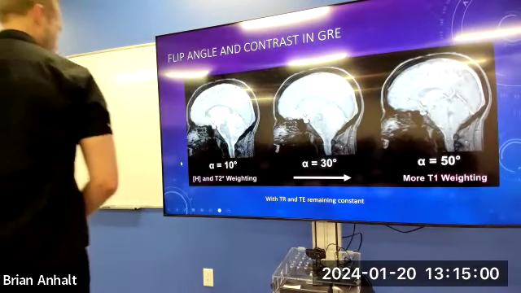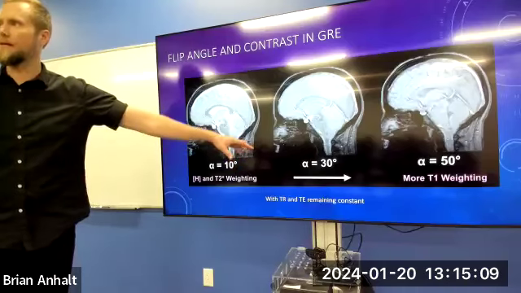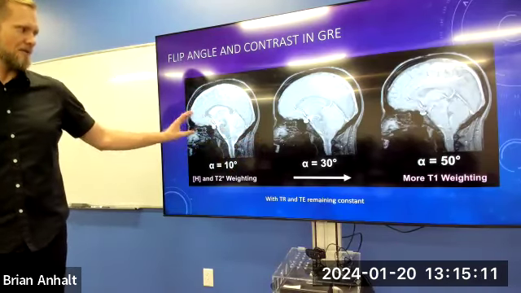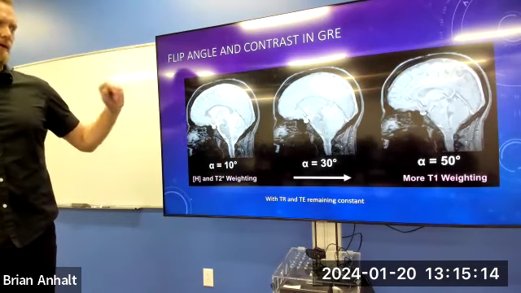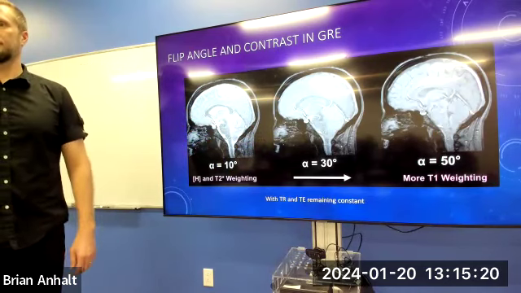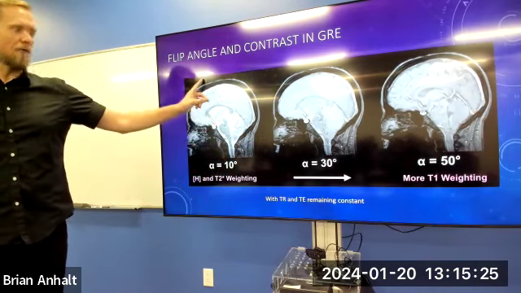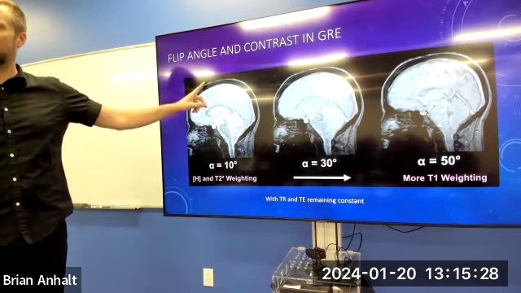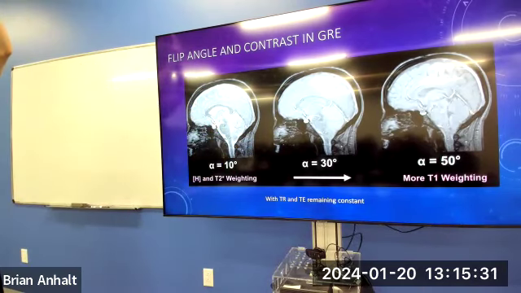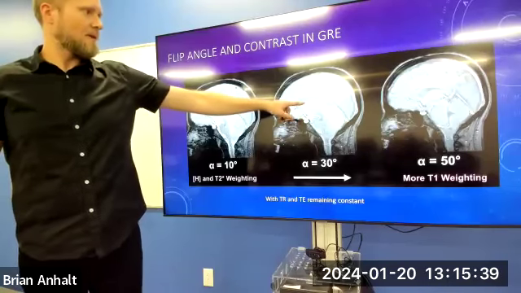Check this out. This is changing our flip angle, but keeping TR and TE constant. We don't know exactly what the TR and TE are here, but we're just changing the flip angle. I'm going to say the TR is 500 and the TE is 20. 10-degree flip angle. Water fully recovers, right? It is not being saturated because it doesn't have that far to go back. Fat does the same thing. Flipping it to 30. What's happening to the contrast here? Look at the ventricles.